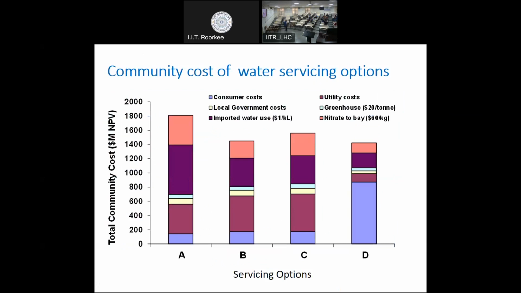But when we looked at not only the life cycle cost, but also the environmental cost, and we termed it the community cost, the total cost, what we found was that scenario A was not the best option, because we were using significantly more imported water, generating more greenhouse gases, and providing more nutrients to the bay. Because of those reasons, we found that this was not an environmentally sustainable option.